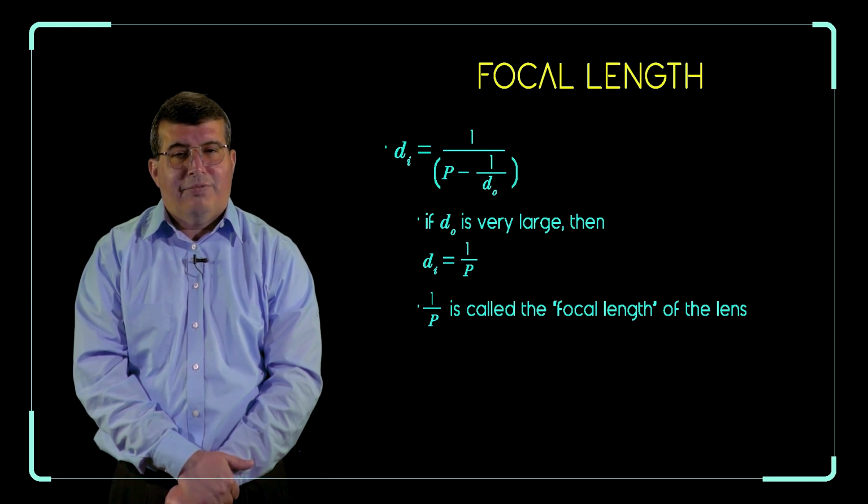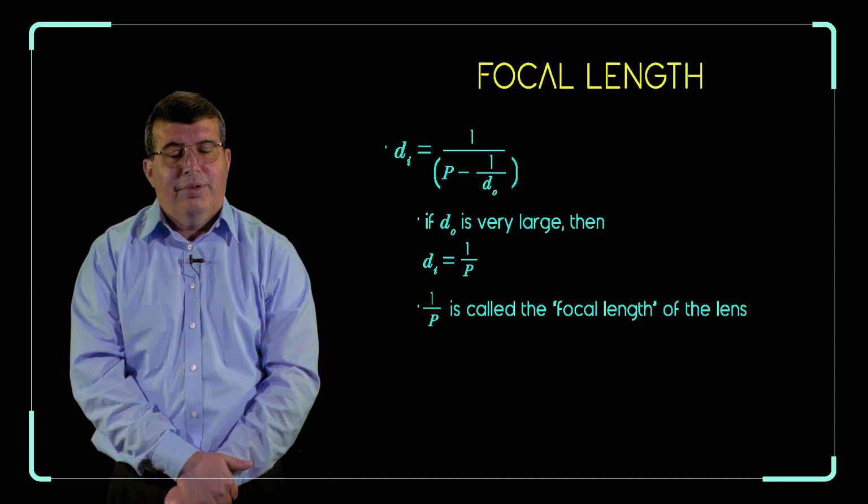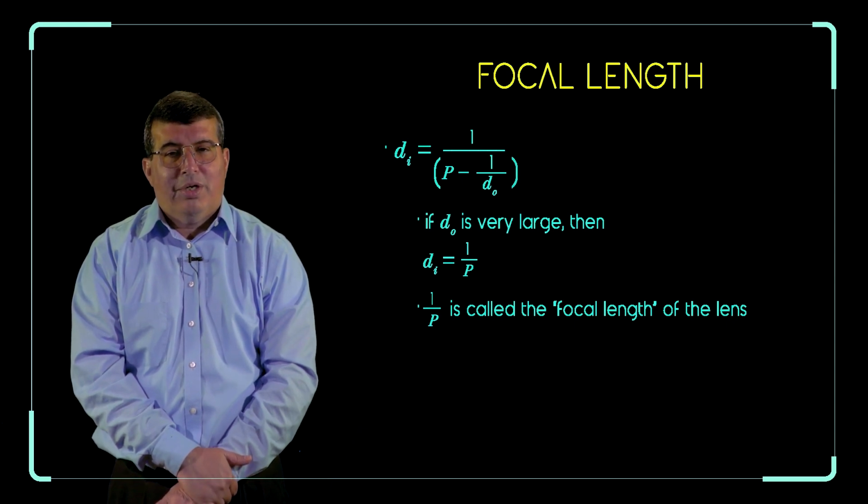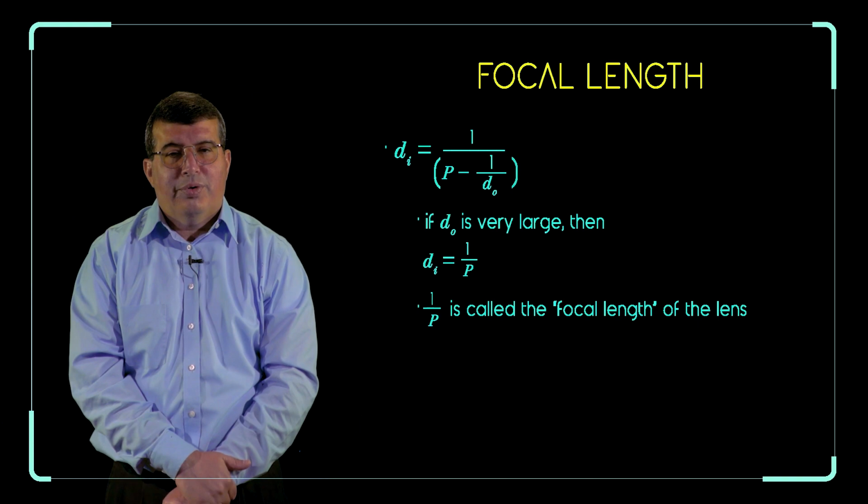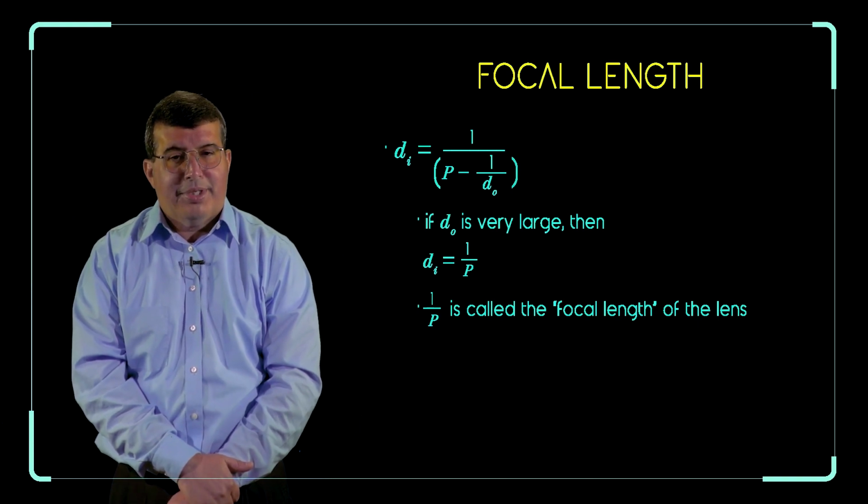That means that for higher power, the lens will focus very close to the lens, and at lower power, the lens will focus at a greater distance from the lens.